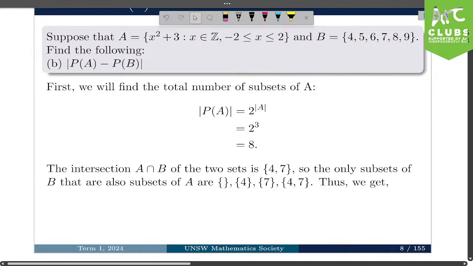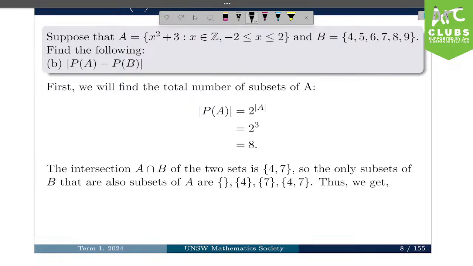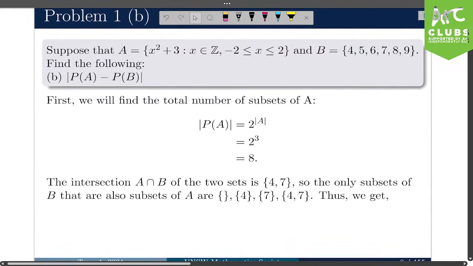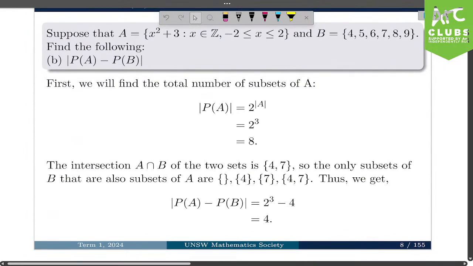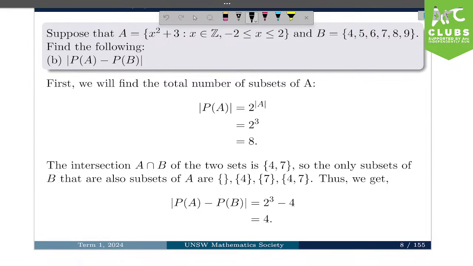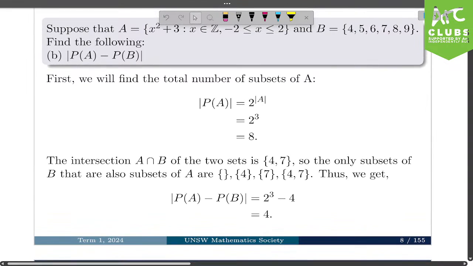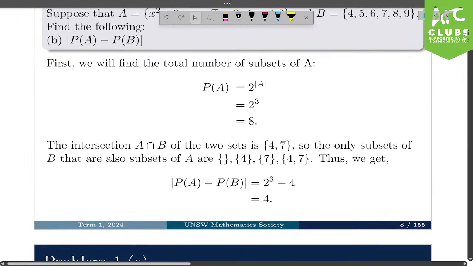And we need to consider, right, how many subsets would actually be shared between the power set of A and the power set of B. So the intersection of those two sets is 4 and 7. Those are the elements they share in common. So the only subsets of B that are also subsets of A are these 4 sets. So the size of this difference is the size of P of A minus how many is shared between them, which is 4. And you get 2 to the 3 minus 4, and that's equal to 4.